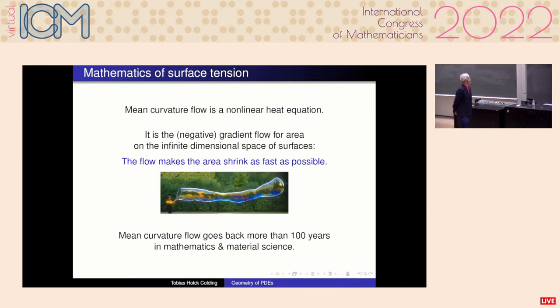Mean curvature flow is a nonlinear heat equation. It is the negative gradient flow for area, and it acts on the infinite dimensional space of surfaces. It has the property that under the mean curvature flow, the area is shrinking in the fastest possible way. Mean curvature flow, both in mathematics and material science, goes back more than 100 years.